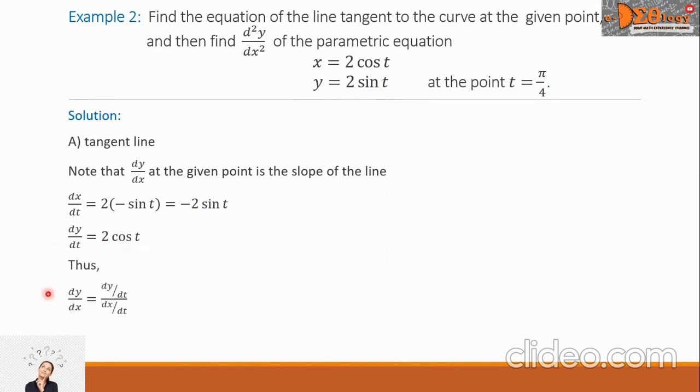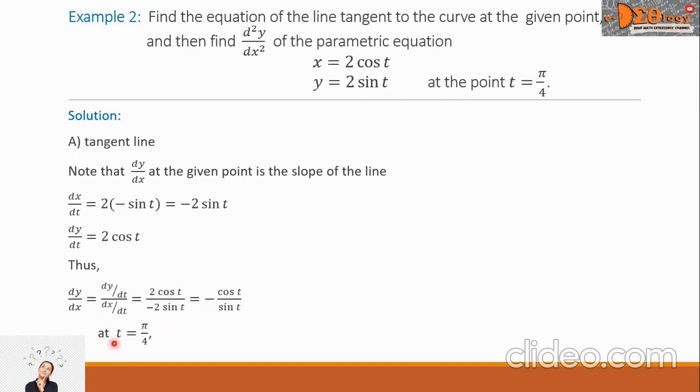Next, our dy over dx, the first derivative, is equal to dy over dt all over dx over dt. Substituting the corresponding values, we have 2 cosine t all over negative 2 sine t. We can simplify here by cancelling the constants. Our final answer is negative cosine t over sine t.